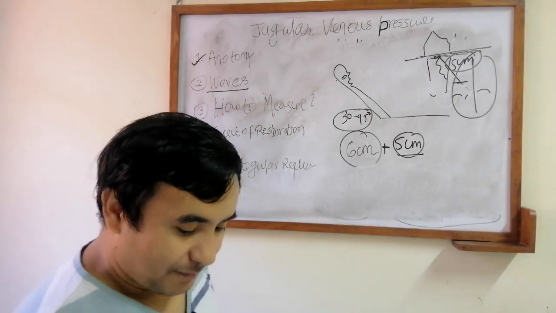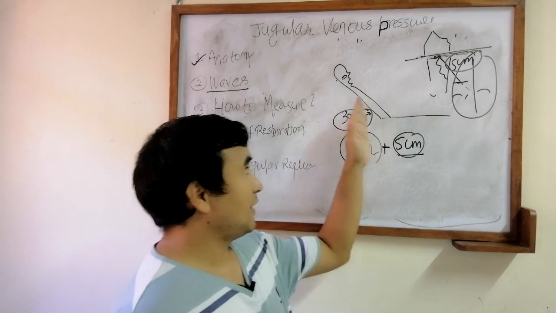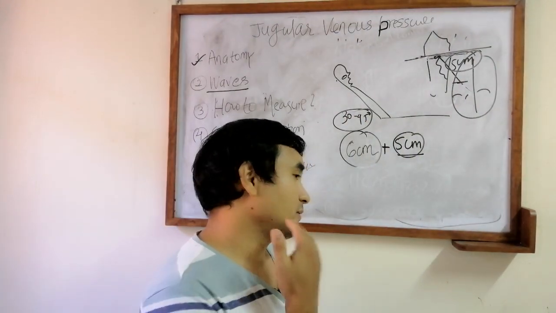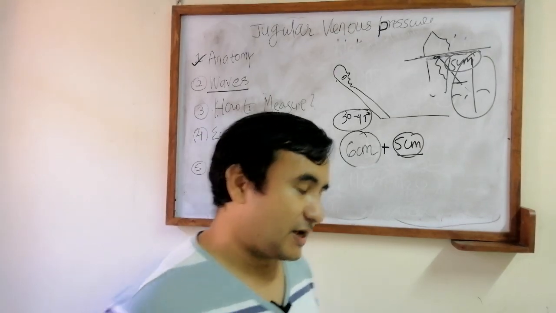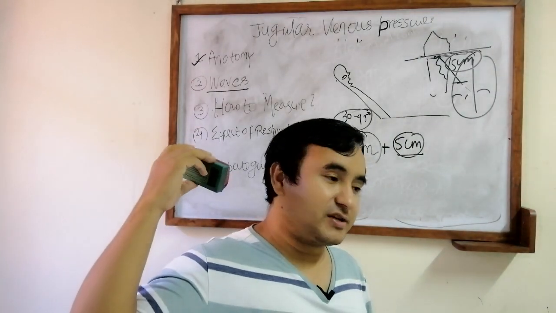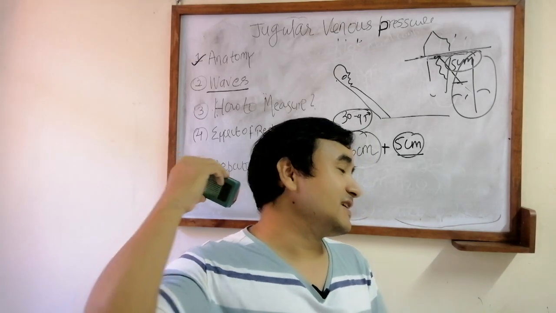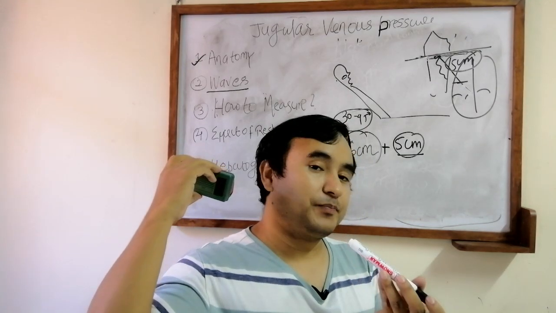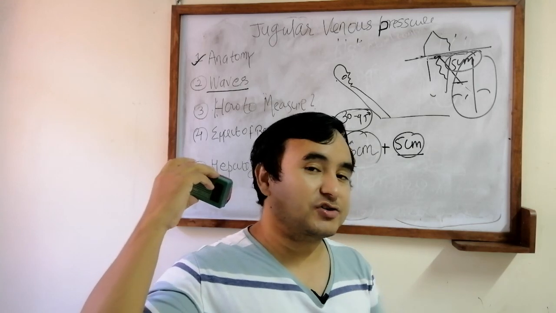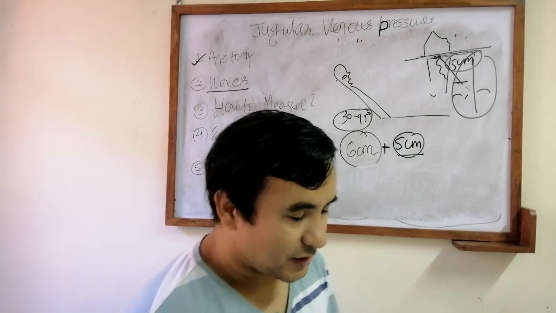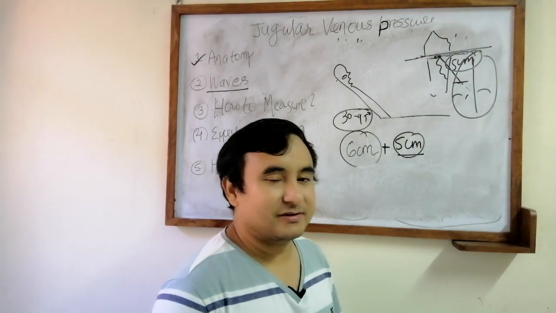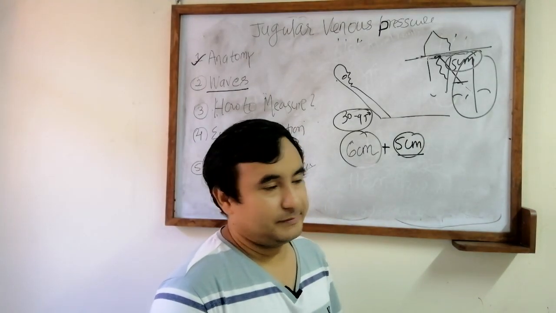And one thing I forgot is that you have to keep your patient at 30 to 45 degrees and ask them to turn their head to the opposite side, and you have to throw the light from the posterior side tangentially to the pulsation, using a torch light. That's how you can see the pulsation there, and you can measure the height of the JVP.